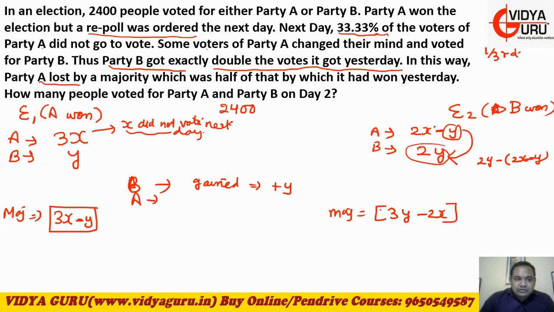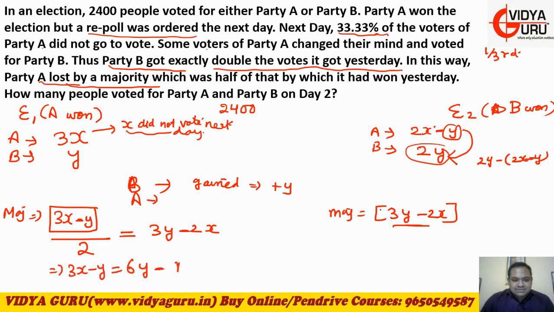What is being told? That A lost by a majority which was half of the previous day's majority. So if you halve this, only then this becomes equal to this much. So I can say this is the equation. Let's solve it. 3x minus y is equal to, multiplying this by 2, 6y minus 4x. So x goes that side, becomes 7x, y comes this side, becomes 7y. Oh, very interesting. So x is equal to y.